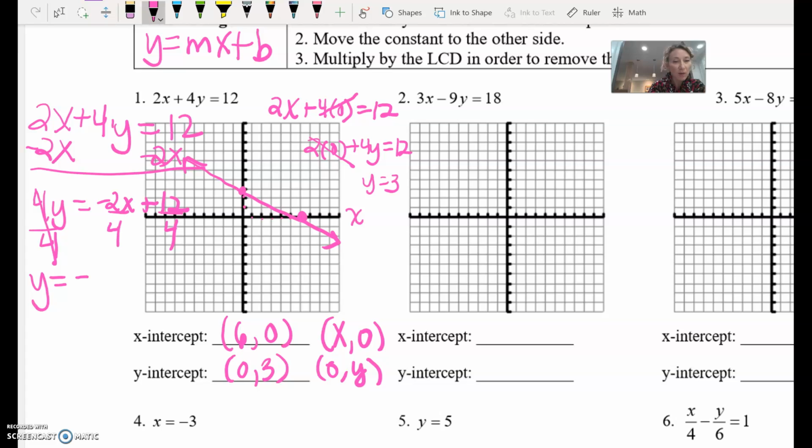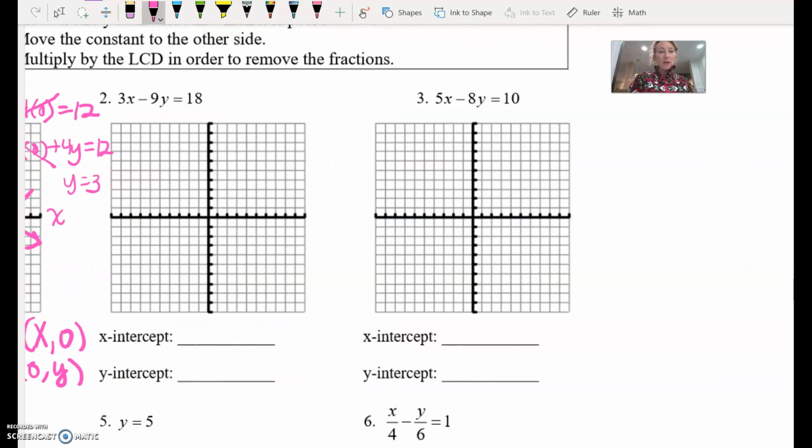So negative 2 will become 1, 4 will become 2. Negative 1/2x, and then plus 3. This is now y equals mx plus b, so the slope is negative 1/2, down 1 and over 2. Down 1 and over 2, okay, I didn't get it. Down 1 and over 2, yeah. So if I had used a straight edge, this would have been really good. So we don't have to convert it, but that's one way that we could graph.